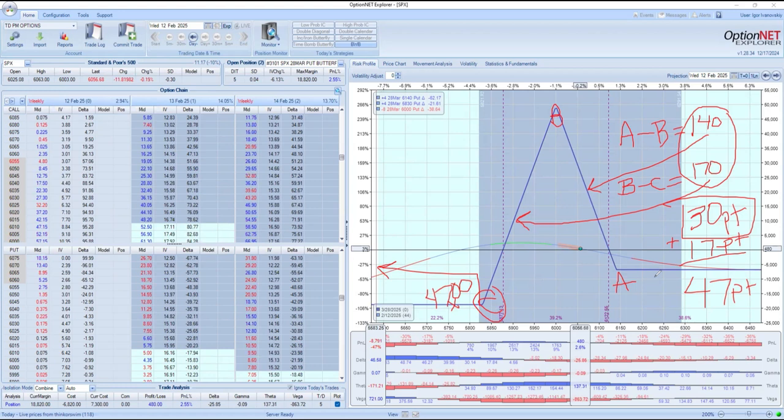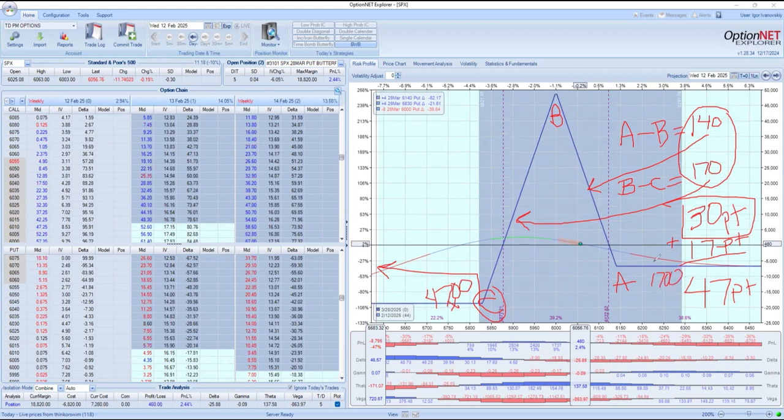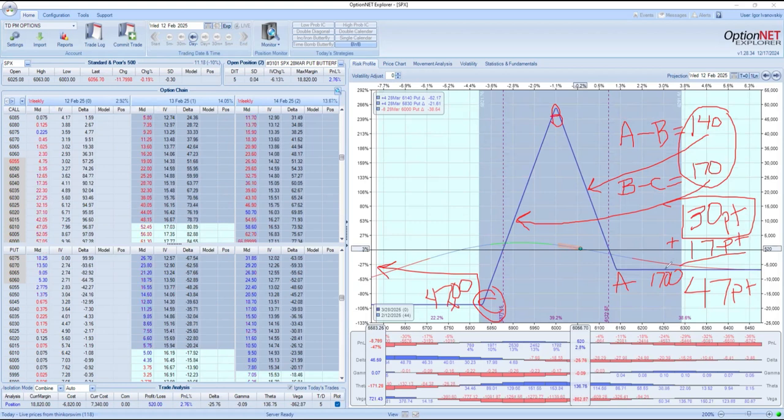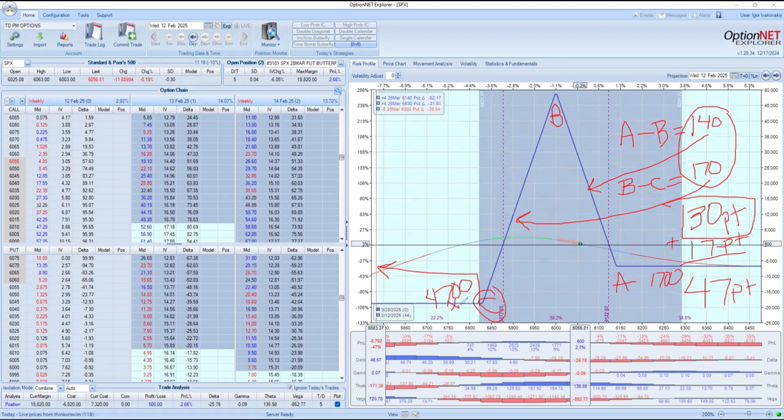On the upside, the risk is 1,700. 1,700 is the debit that we paid. So on the upside at expiration, we would lose 1,700. On the downside at expiration, we would lose $4,700. That is if we do nothing. So doing nothing is not an option here, right?